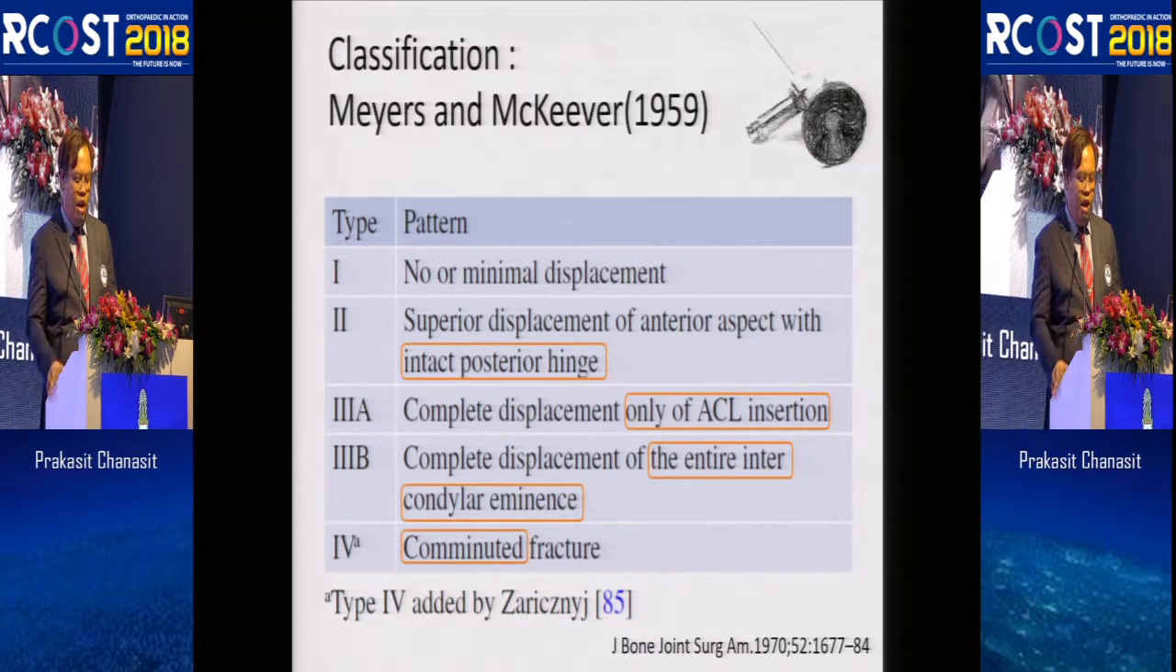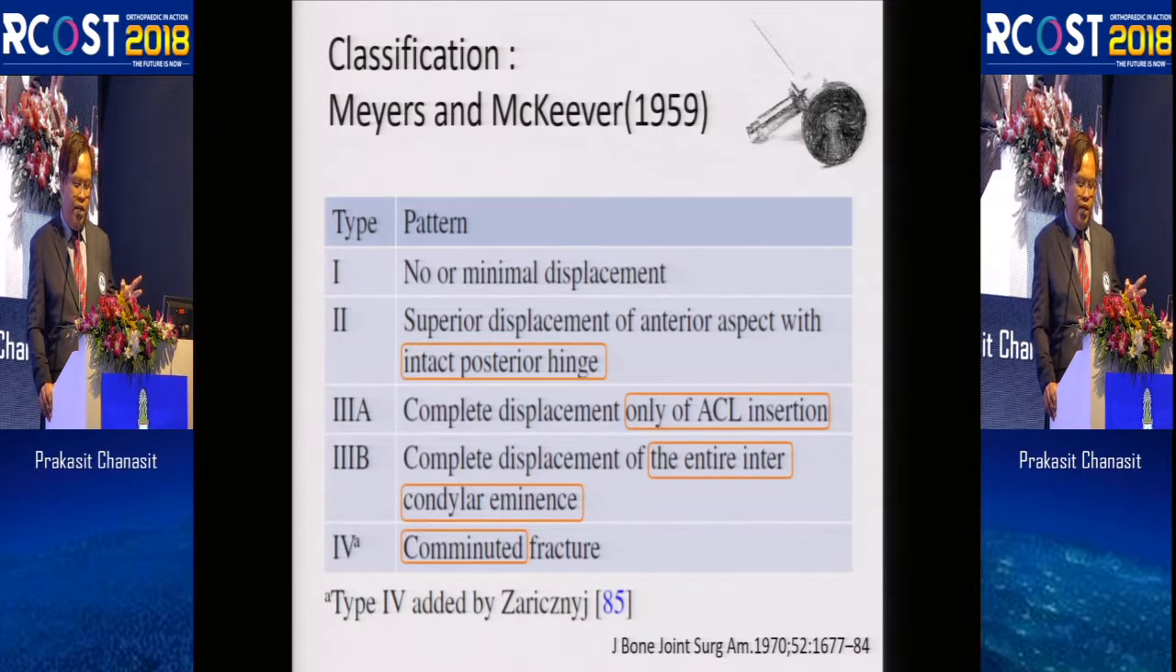Type 1 has no or minimal displacement of the fracture. Type 2 has a superior displacement of the anterior aspect, but the key point is an intact posterior hinge. The 3A and 3B differentiate the size of the fracture. Both of the type 3 are complete displacement, but 3A involves only the ACL insertion, while 3B is a complete displacement of the entire intercondylar eminence. And type 4 is a comminuted fracture.